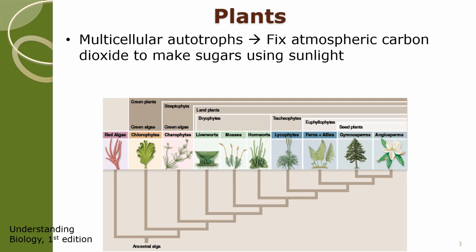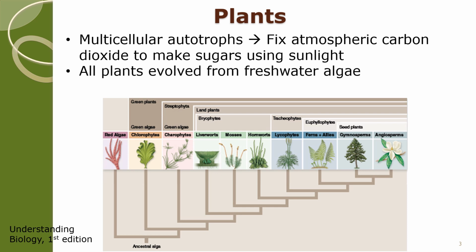Plants are multicellular autotrophic organisms that have the ability to fix gaseous carbon dioxide from the atmosphere to make sugars using sunlight. All plants have evolved from freshwater algae, and we should remember that algae belong to the kingdom of Protista, unlike plants, which belong to the kingdom of Plantae. Most protists are unicellular, but there are algae that are multicellular. These multicellular algae, in spite of having many cells, do not work together as a cohesive unit as they do in multicellular organisms like plants.